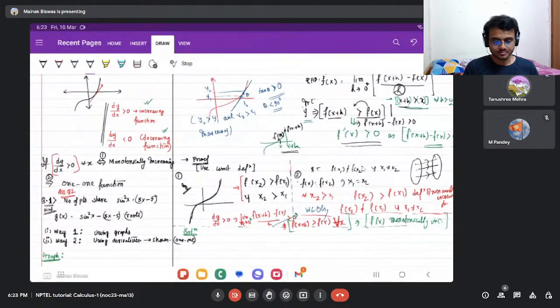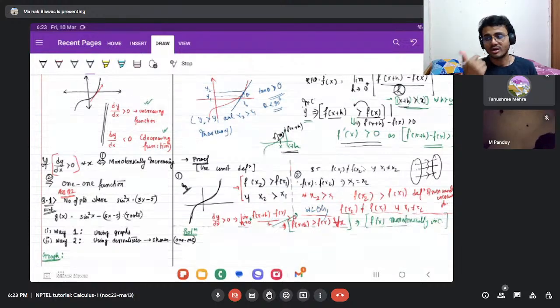So if you can show a function is a monotonically increasing function, you can say that the function is 1-1. And if it is mapping from R to R or A to A, then you can say your function is 1-1 and onto, that is surjective and injective, that is a bijective function, right? So you have an inverse.